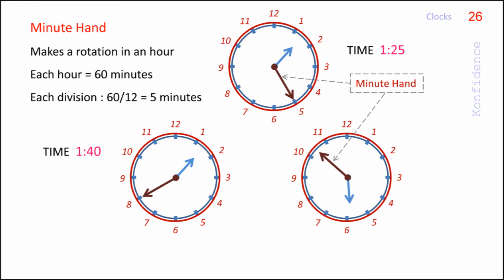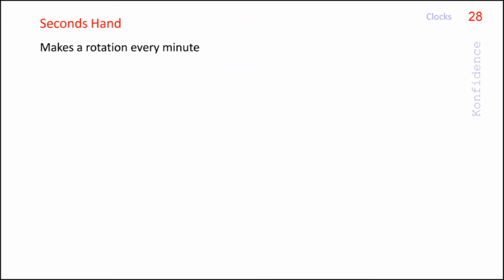If the hour hand is between 5 and 6 and the minute hand is 2 minutes past 10 in the dial, the time will be 5. 10 into 5 plus 2 equal to 52 minutes, that is 52 minutes past 5. The second hand story is a little easier once you understand the working of the minute hand. The story is the same.